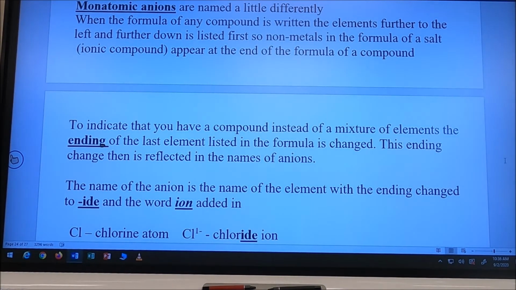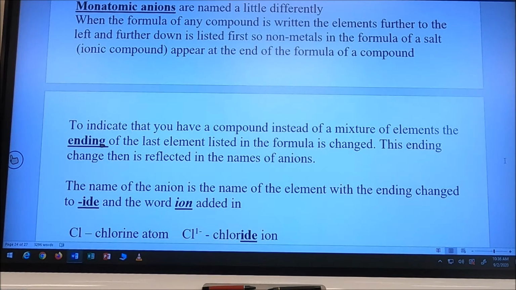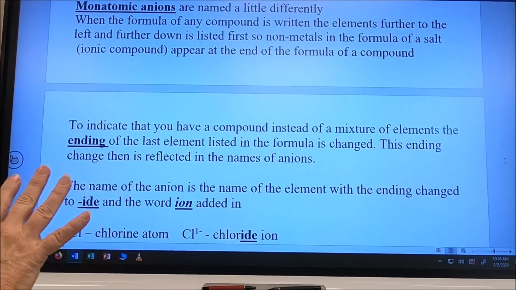We're back, and in this lecture we're going to concentrate on monatomic anions. Now anions are made from nonmetals, remember, and they're going to be negatively charged. And because of the way that we write formulas, the way we name anions looks a little different than the way we name cations. When we write out the formula for compounds that contain both cations and anions, the cation is always written first, the anion is written second.